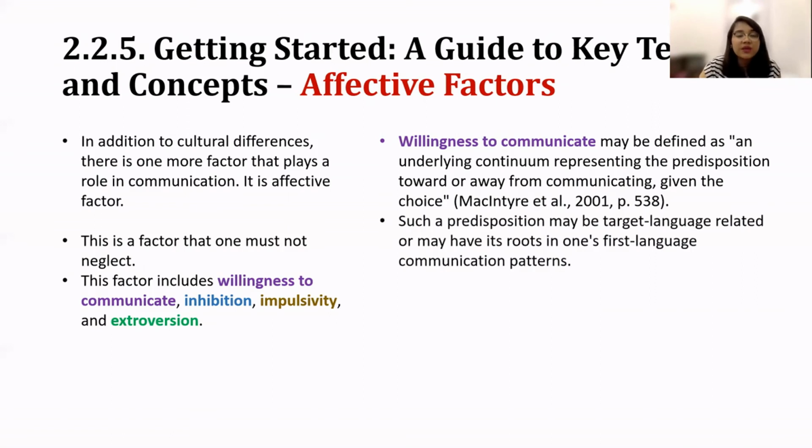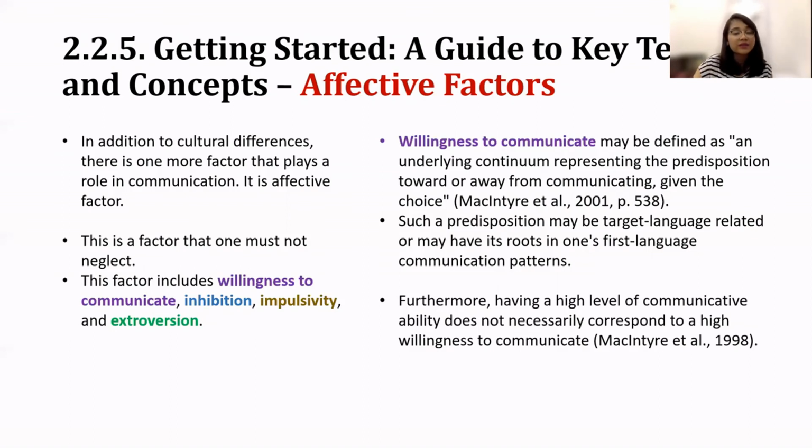Such a predisposition may be target language related or may have its roots in one's first language communication patterns. So what makes some people willing to communicate while others are not is a lot of factors. It can be related to the target language. For example, non-native English speakers talk in English as the target language, and that can make the speaker not really willing to communicate. And another factor is the first language of the speakers, because the first language and the target language have different patterns of communication, and that can interfere with someone's willingness to communicate.